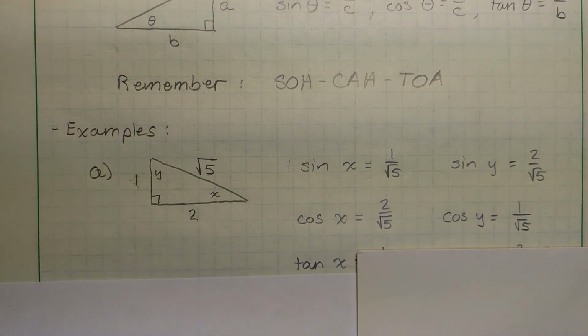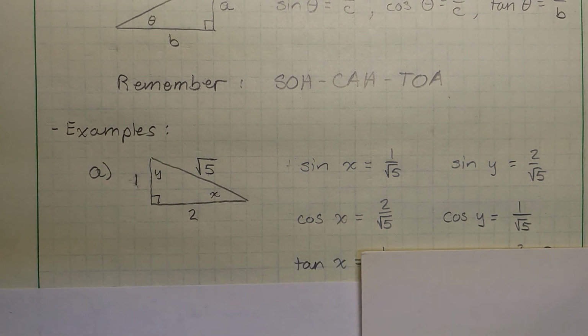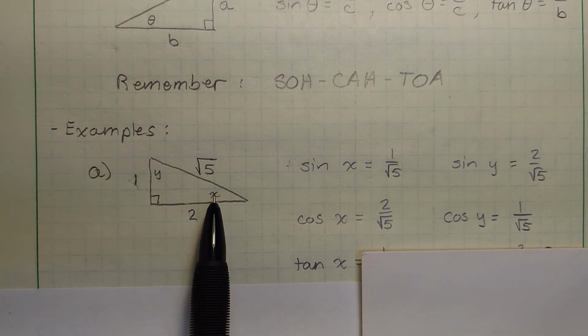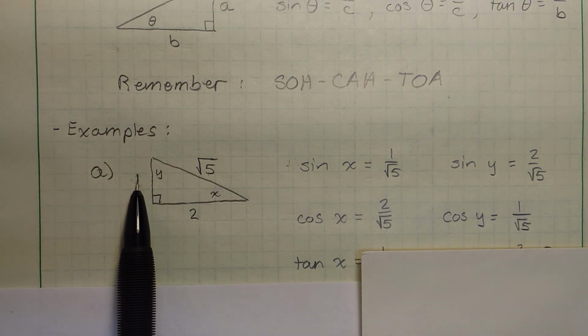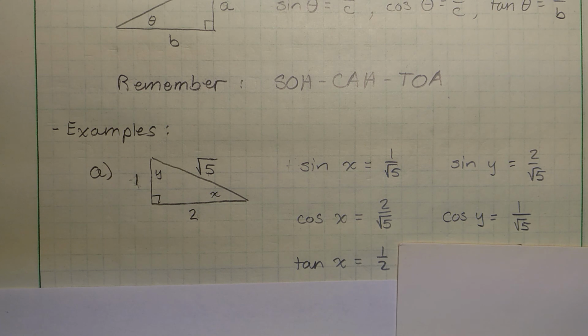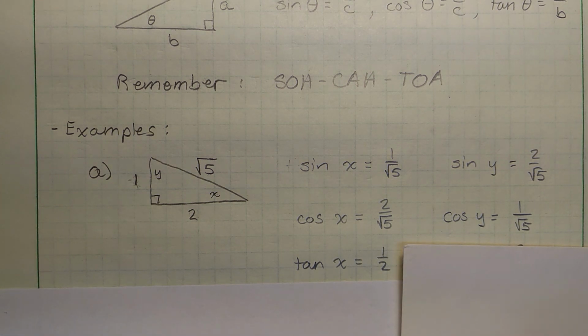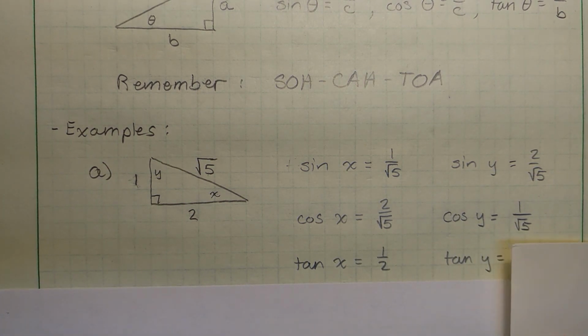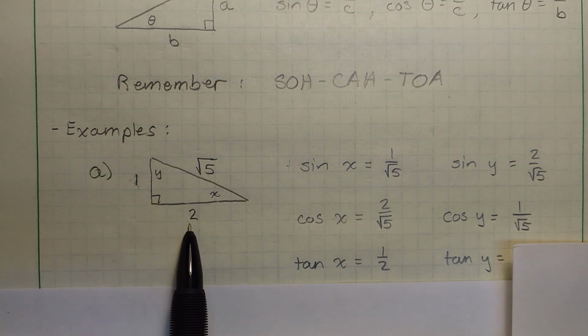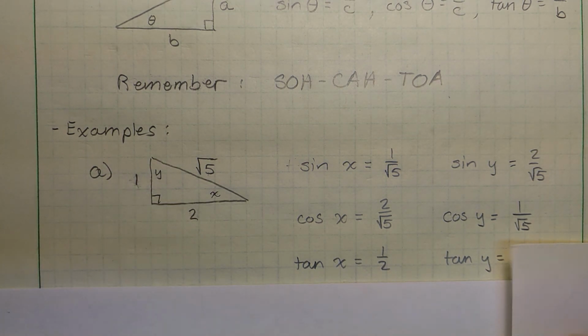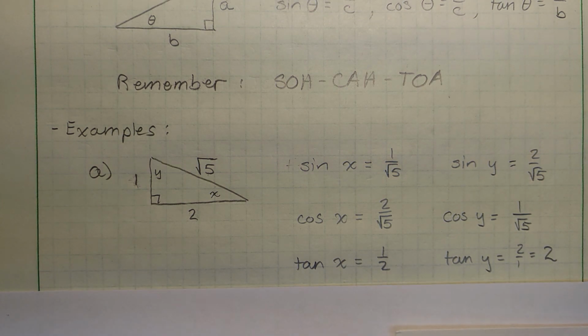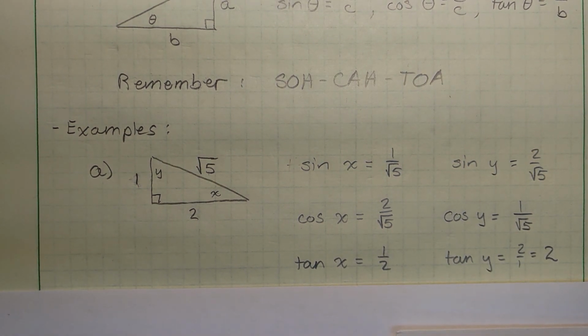Finally, for tangent ratios, when we have the tangent of X, I look at X here, the opposite side is 1, the adjacent is 2, it is 1/2. And then for the tangent of Y, the opposite side is 2, compared to Y here, and the adjacent is 1. We have 2 over 1, but we always want to reduce these when we can, so we'll call that 2.